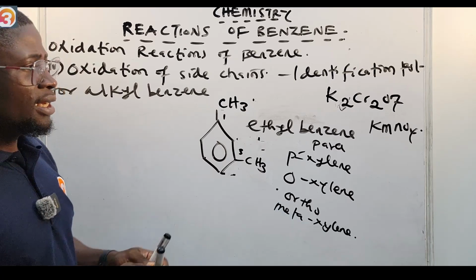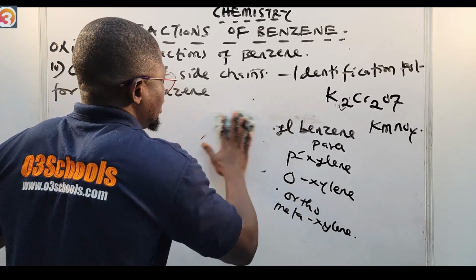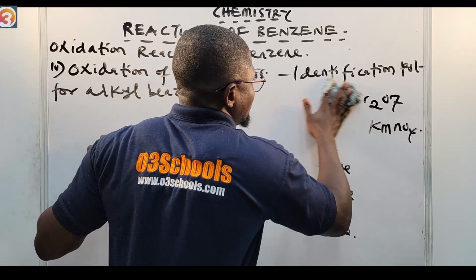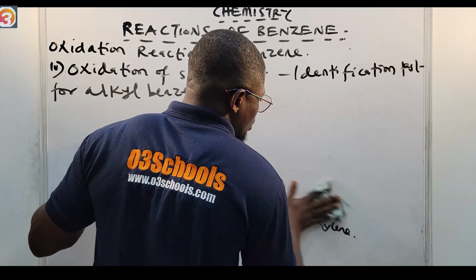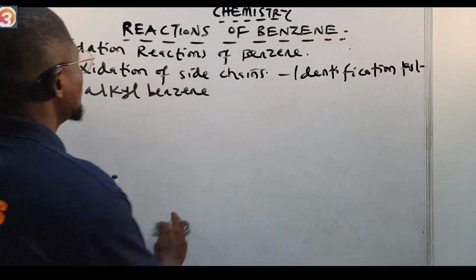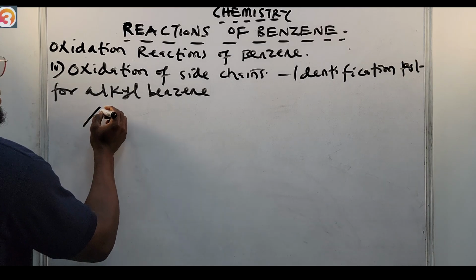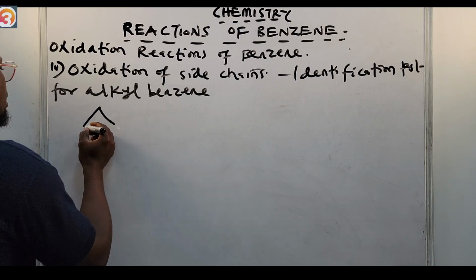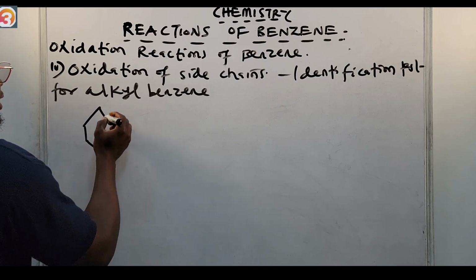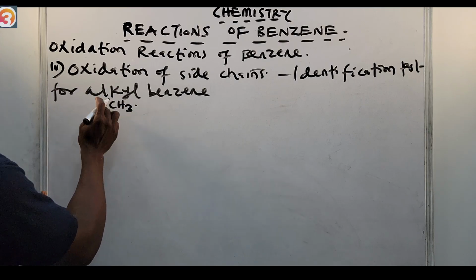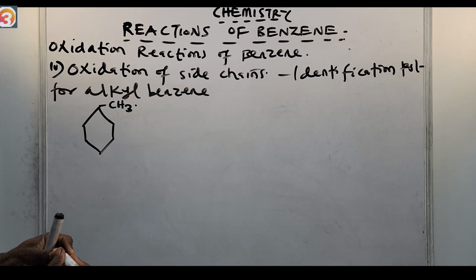Let us quickly see the reaction and we'll take questions and we're done with this class, since we have been spending so much time here. So let's go. Oxidation of side chains, which is an identification test for alkyl benzene. So we have our benzene ring. Then let's say here is CH3.